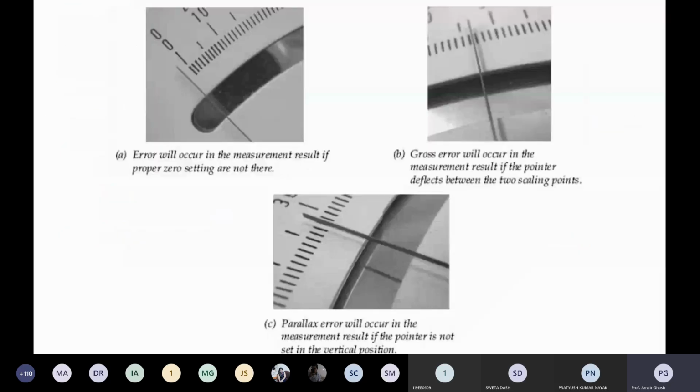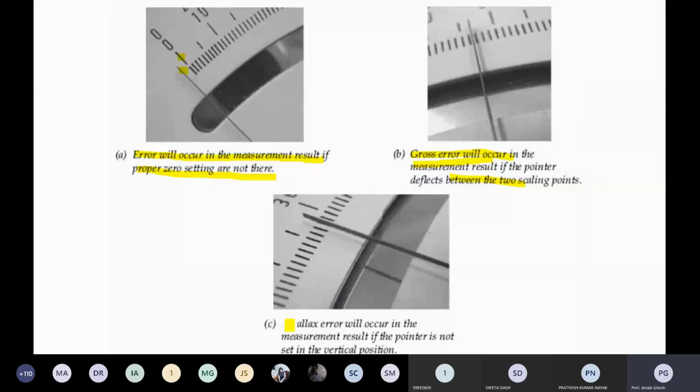Here you can see that error will occur in the measuring result if the proper zero is not set. If the pointer is not at the proper zero, some residue value is there, so you have to adjust the scale so that the pointer coincides with the zero value. Sometimes gross error occurs because the pointer is situated between two scale marks, so you have to estimate some value.